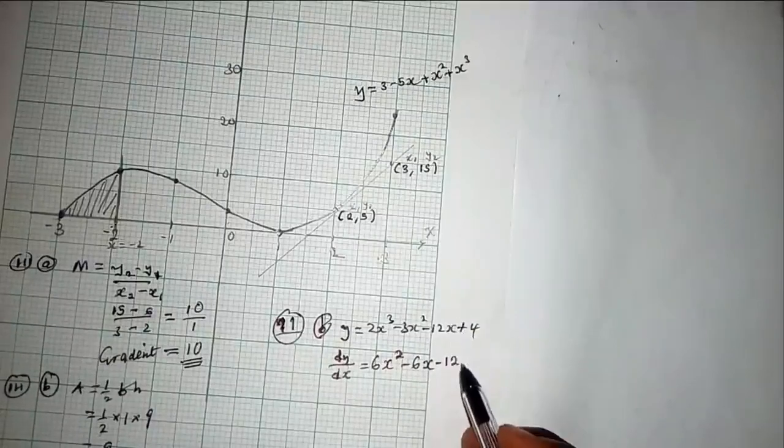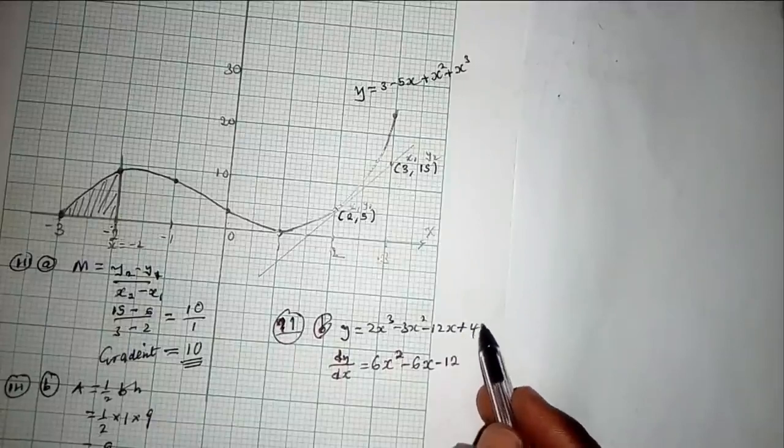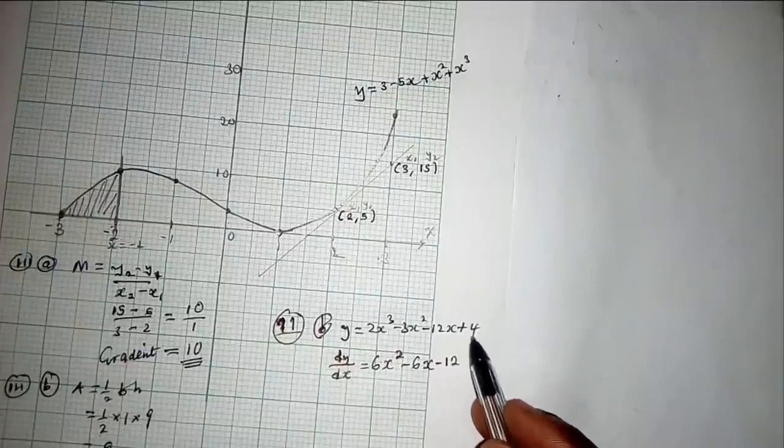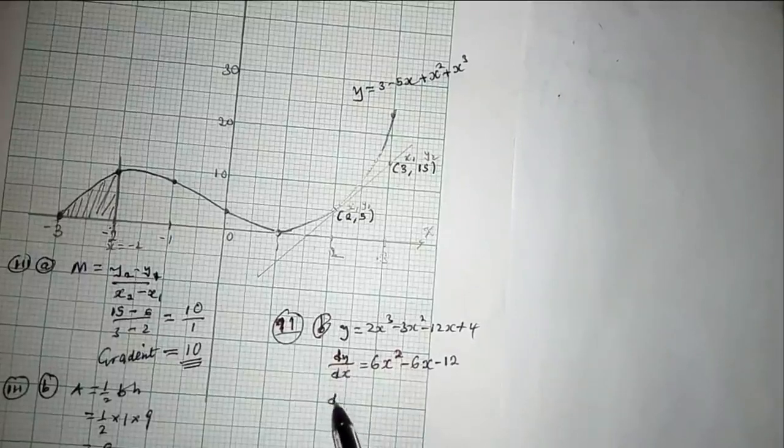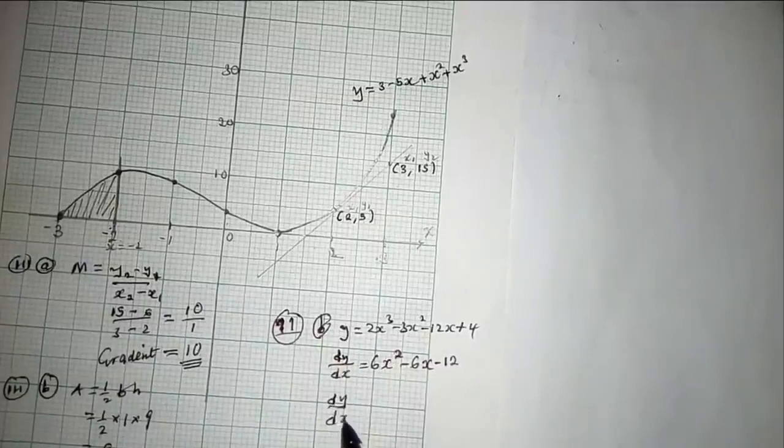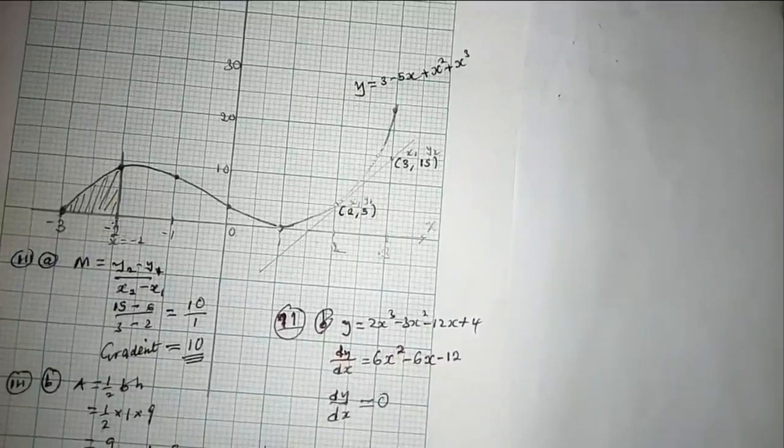So here we can't put x, because there was power 1. For power 1, the x will disappear. And for the number without any letter or variable x, it will just be 0. Don't put it. So we're done here. So we can say dy dx is equal to 0.